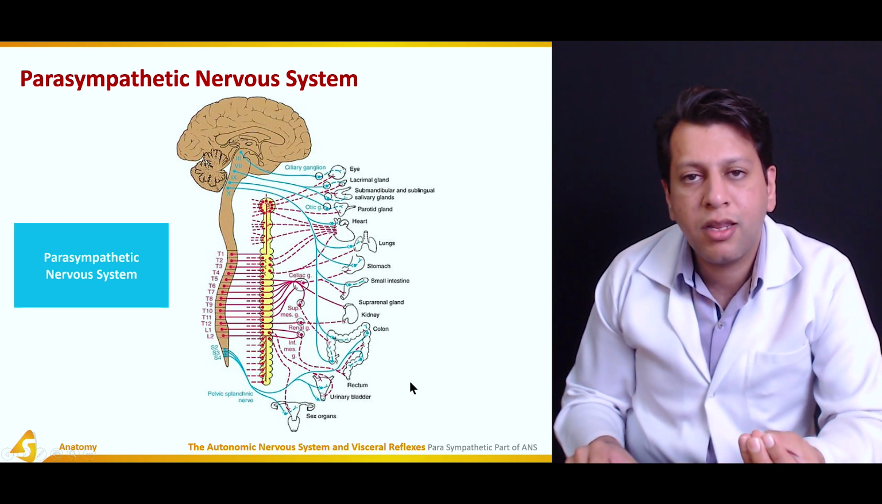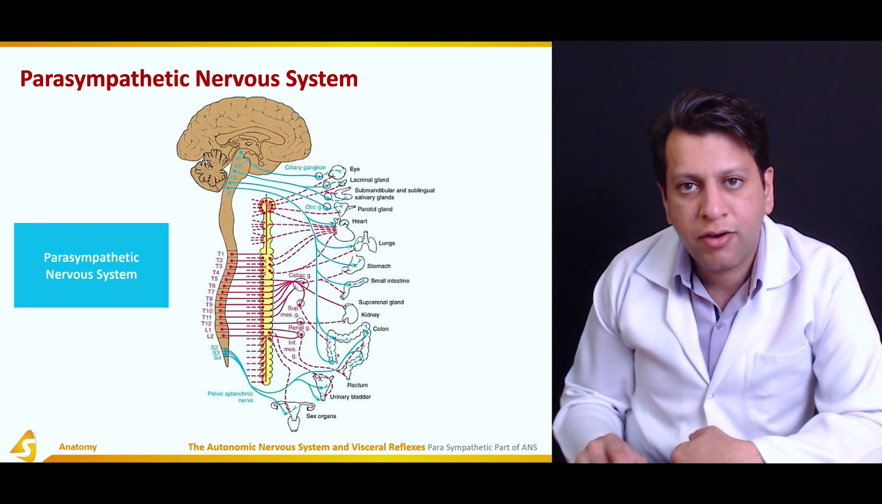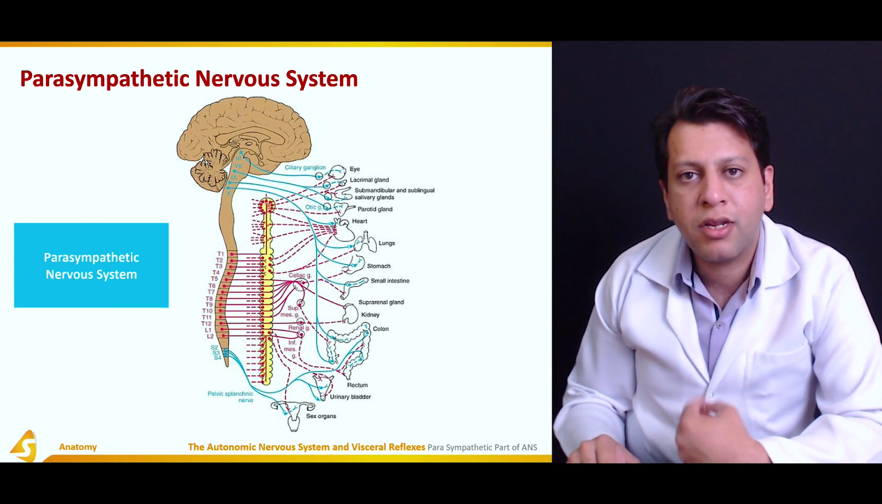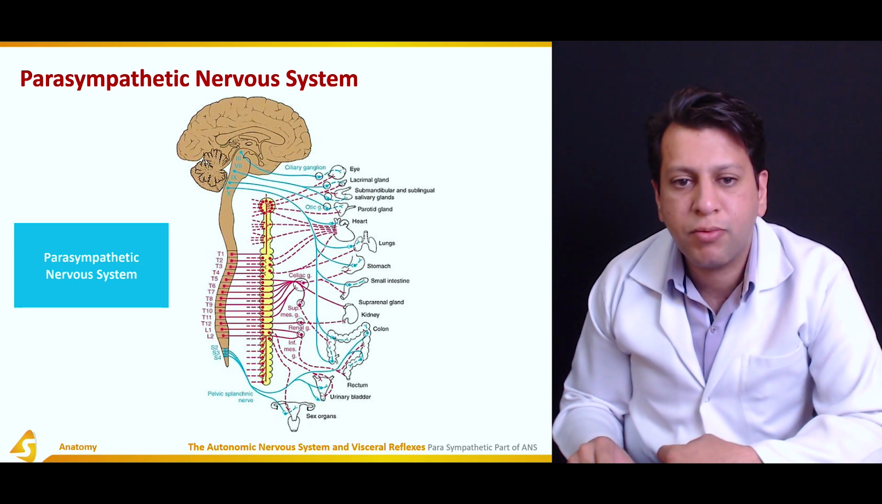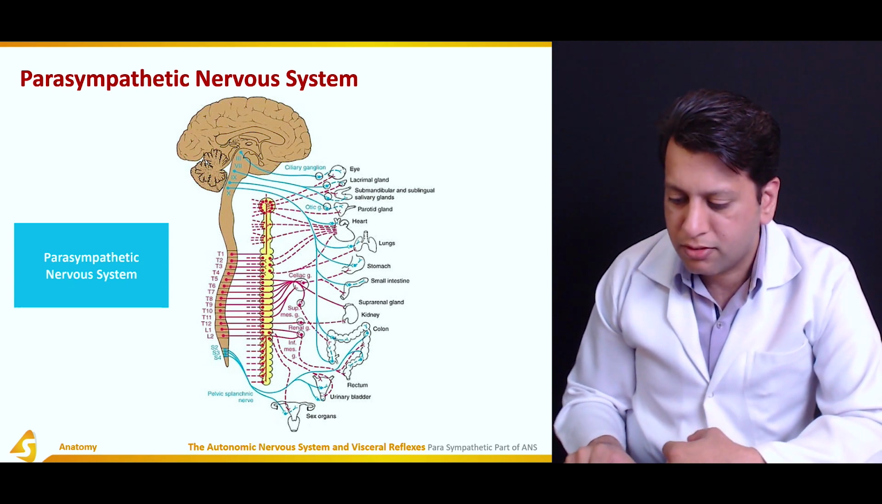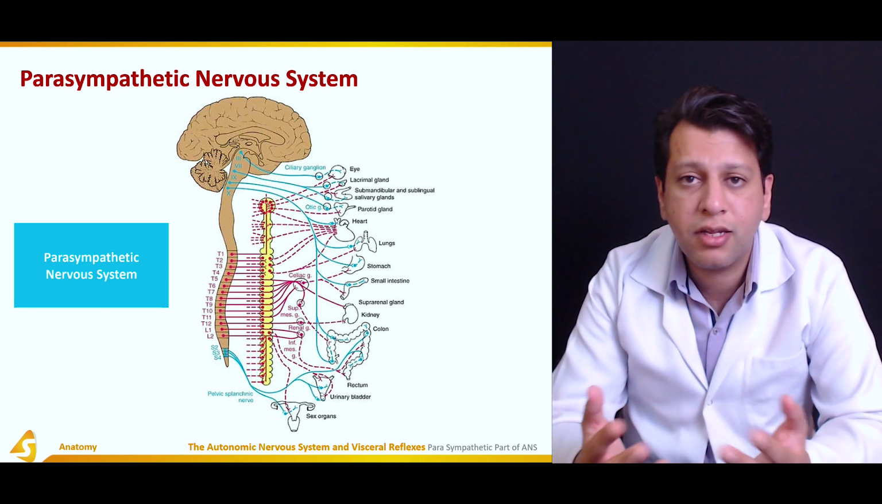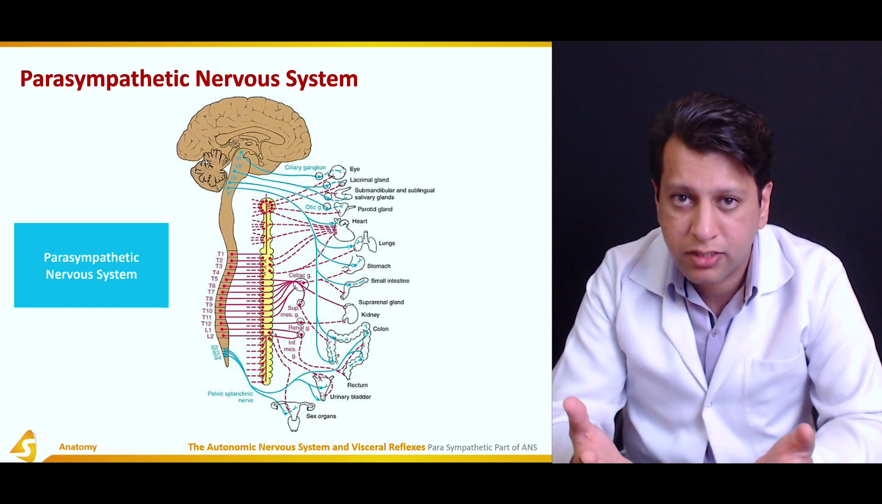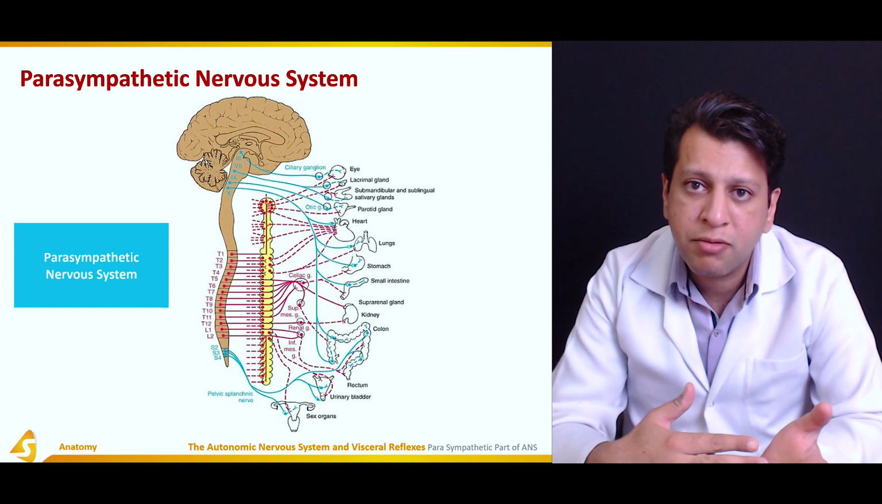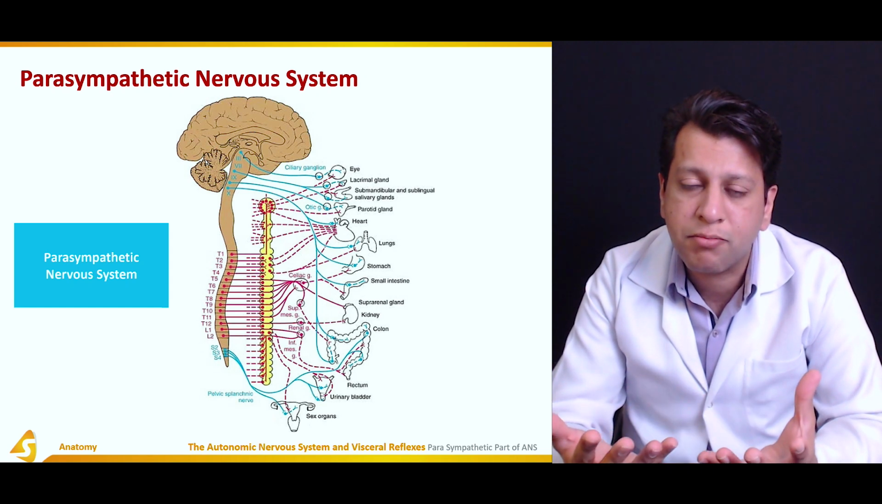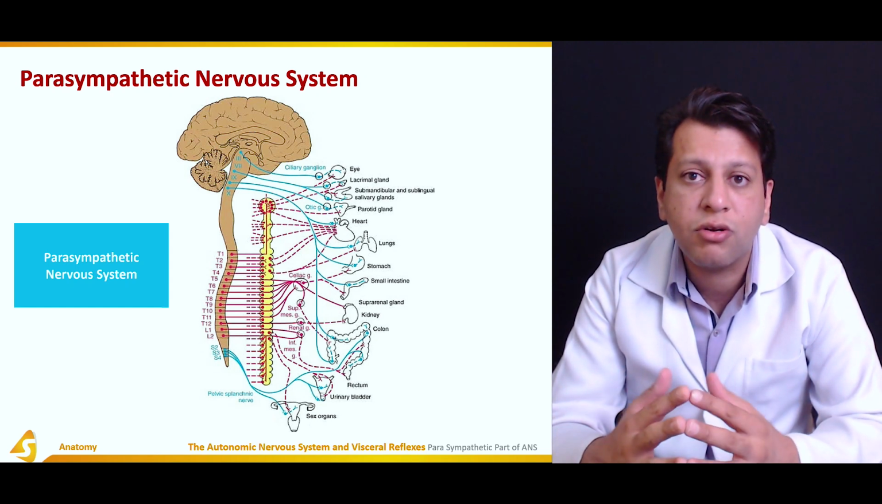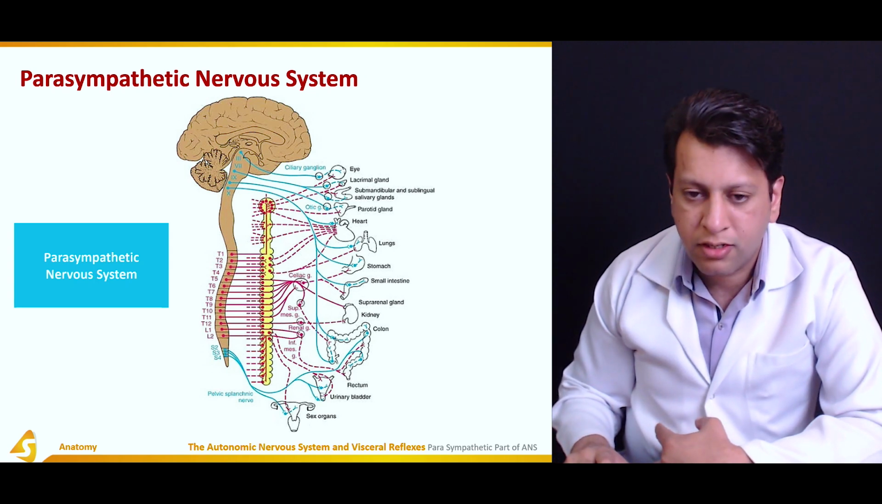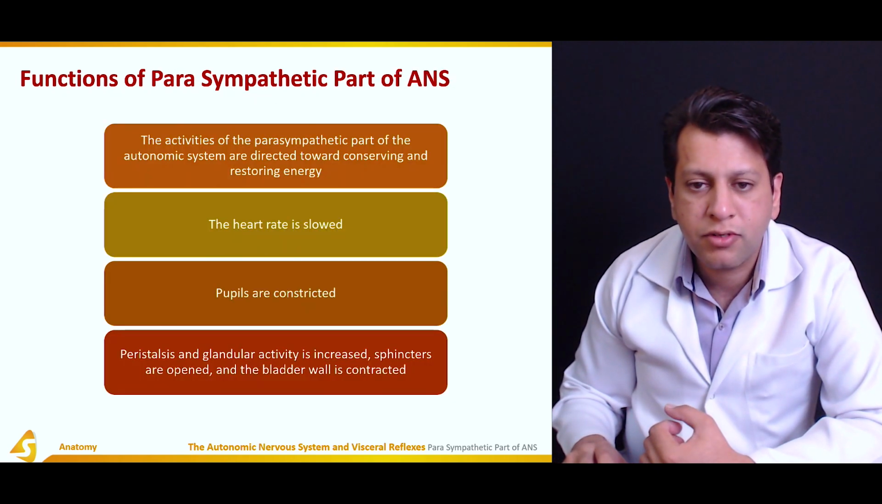Once they're near the ganglia which are near the viscera, they synapse there. After synapsing, the postganglionic fibers arise and then they exert their effect via the parasympathetic nervous system. And once there is a synapse, there is a release of acetylcholine in the case of the parasympathetic nervous system, while in the case of the sympathetic nervous system, there is a release of adrenaline and noradrenaline.